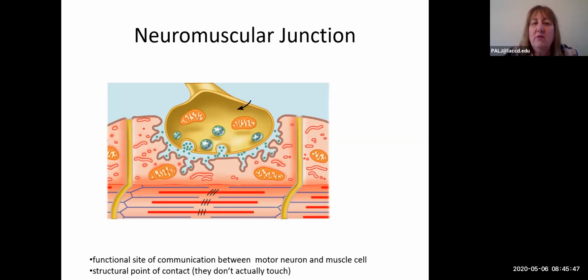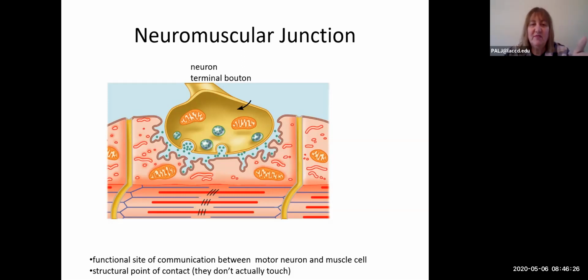So look at this word. What 2 cells are involved? Yeah, a neuron and a muscle cell. Sometimes anatomy and physiology are that easy. All right, so the neuromuscular junction is the functional site of communication between a neuron and a muscle cell. Now, they don't actually touch each other. So let's go through the anatomy of a neuromuscular junction.